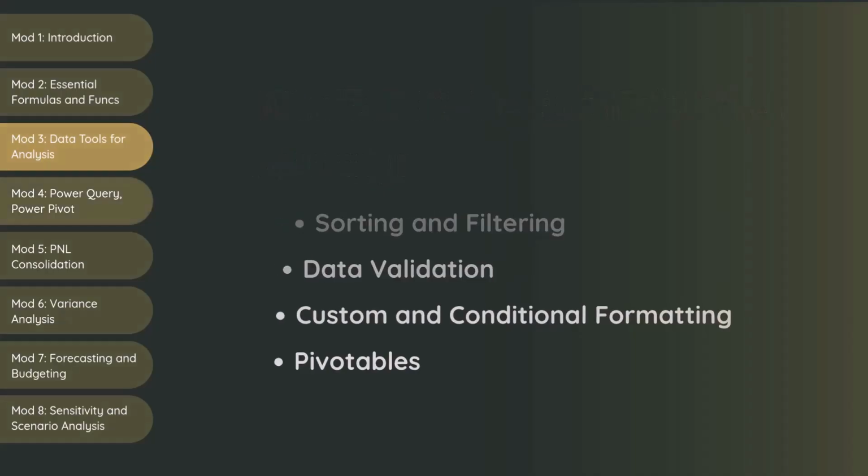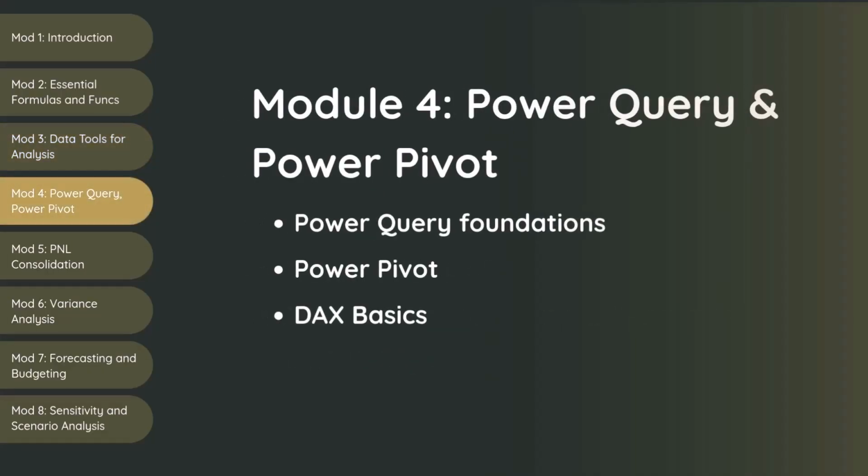Module 4 is Excel for Automation. This is the fun part. Now we move from the manual work to automation. We'll deep dive into Power Query to clean and transform data efficiently, and then explore Power Pivot and DAX basics to build dynamic analytical models.